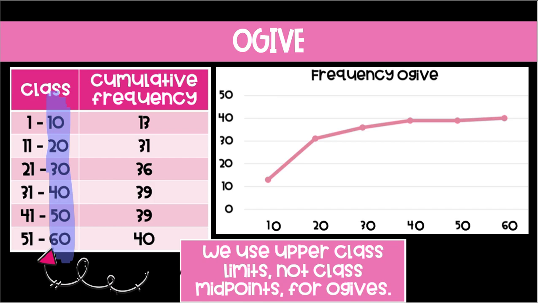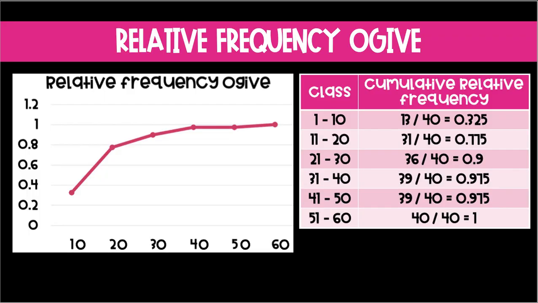And similarly, our relative frequency ogive uses the cumulative relative frequency. It has the exact same shape. It's just that our range on the vertical axis changes to our decimal numbers. It could also be represented in percentages.